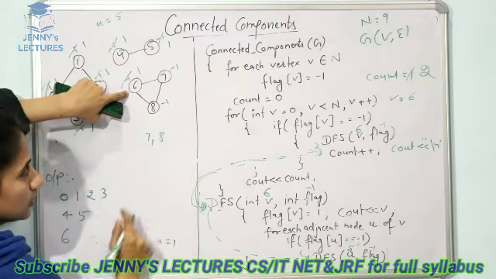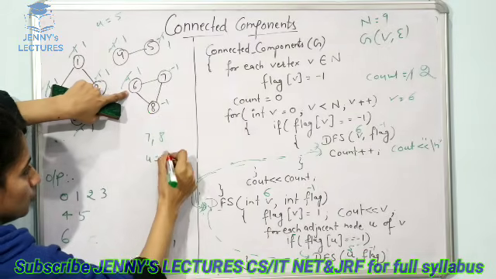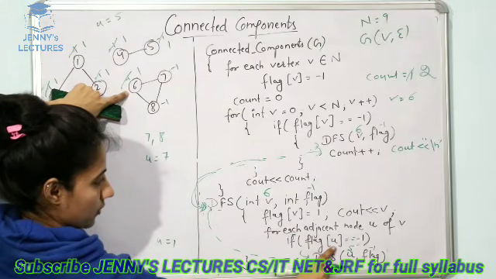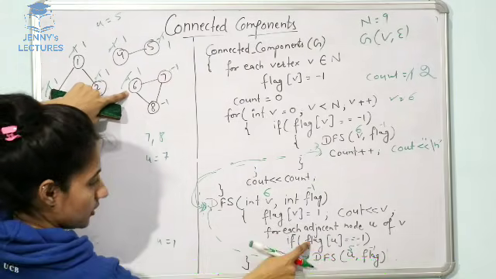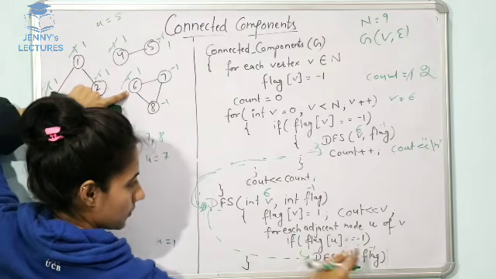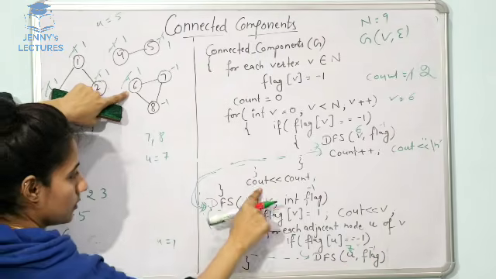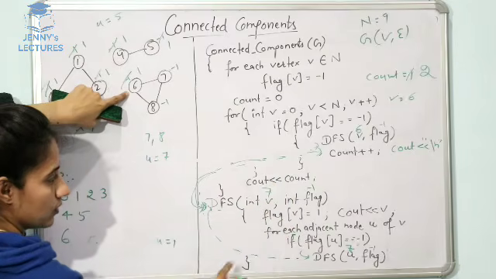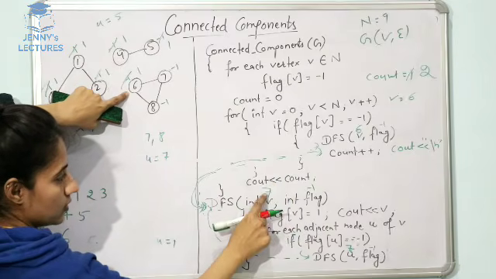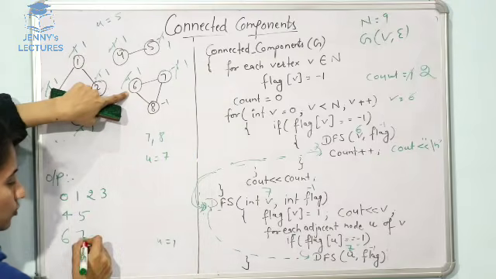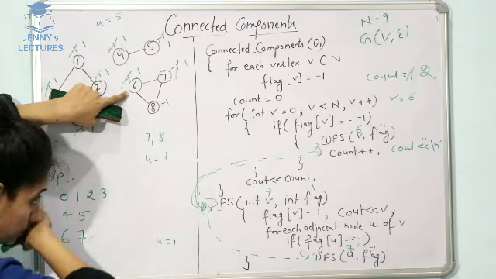First of all we will take this 7. Now first u value is 7. Flag of 7 is -1. Yeah, this condition is true. Then DFS would be called and u is 7 and -1 would be passed. Here we have 7 and -1. Fine. Flag of v, that is 7, would be set to 1 only and 7 would be printed.